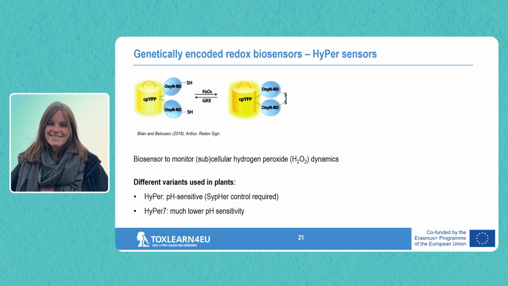In the meantime, people have worked on engineering these sensors, making them more and more specific for hydrogen peroxide. And very recently, a novel sensor has been introduced in plants. And this one is called HyPer7. We don't have the other 5 in between here in plants, but in animals, they do exist. But this HyPer7, they also put in plants. And what's nice is that it has a much lower pH sensitivity. So if you change the pH in a reasonable range, it will not affect the sensor. So it's only sensitive to hydrogen peroxide.